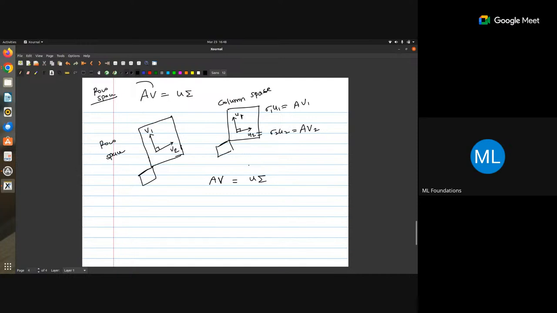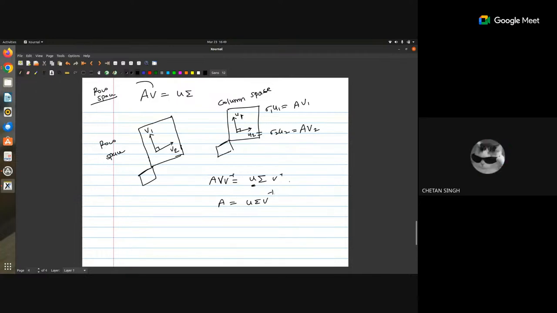What is the important discussion here is, AV will be equal to U sigma, right? Now, if I wanted to find A, what should I do? If I multiply V inverse on both sides, what will happen? A and V into V inverse becomes I, so I'll get A, and this will become U sigma V inverse. But since V is orthogonal, can I write V inverse as V transpose?